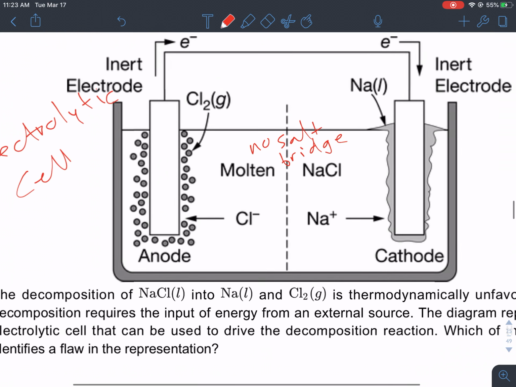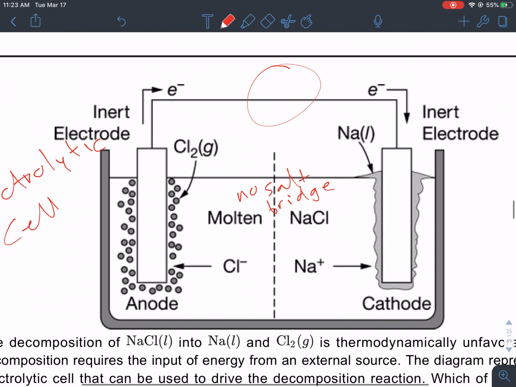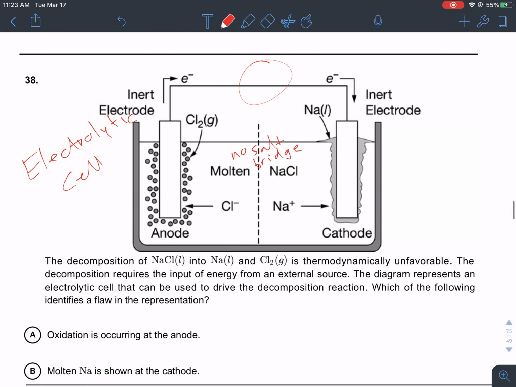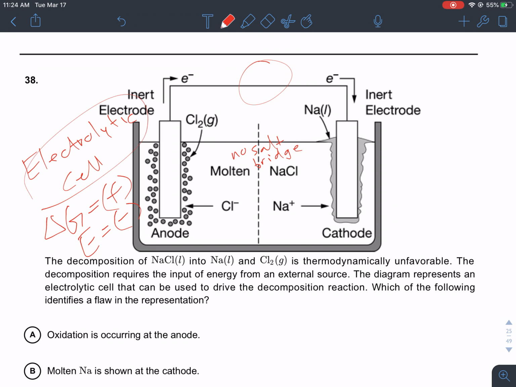However, where's the power supply? Electrolytic cells are supposed to have an outside power supply. I think we got a question here. The decomposition from NaCl into Na and Cl2 is thermodynamically unfavorable. Yes, it is. The delta G is positive. Why is the delta G positive? Because the E cell is negative. And why is the E cell negative? Because it's an electrolytic cell.